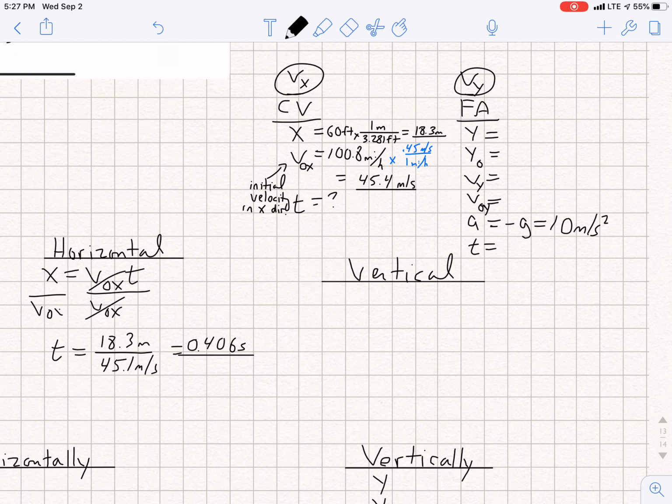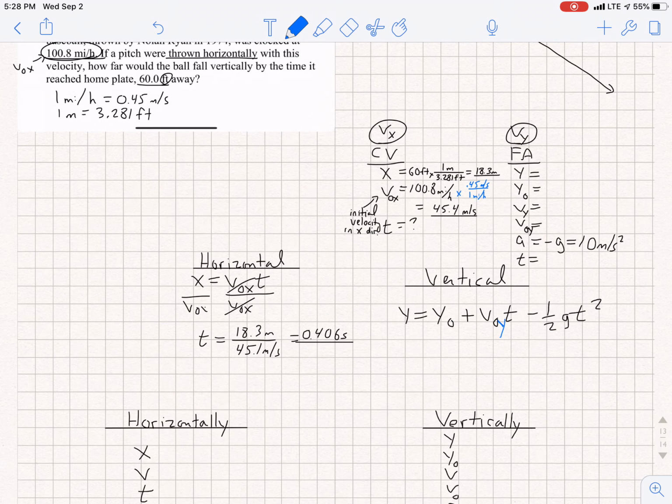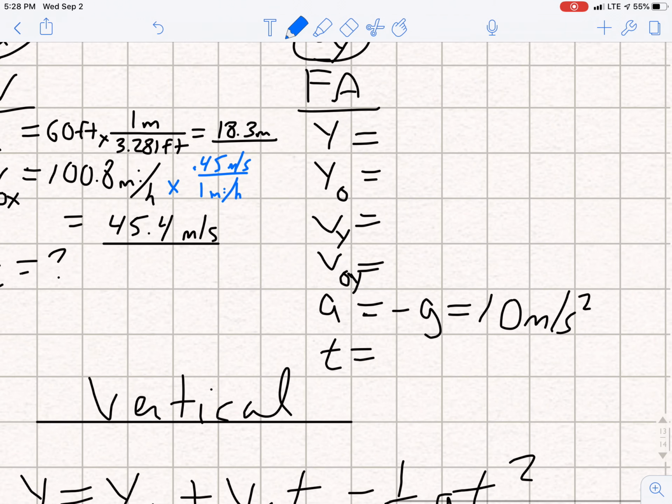Now, to find how far it's going to fall, I can use the equation y equals y naught plus v naught t minus 1/2 gt squared. Now, the only thing I'm going to add to this is v naught y. Okay, it's the only thing I'm adding. Now, this is kind of important because when we do our list here, something we should know: as we list our stuff, the time, I know the time is 0.406 seconds because I found it right here.